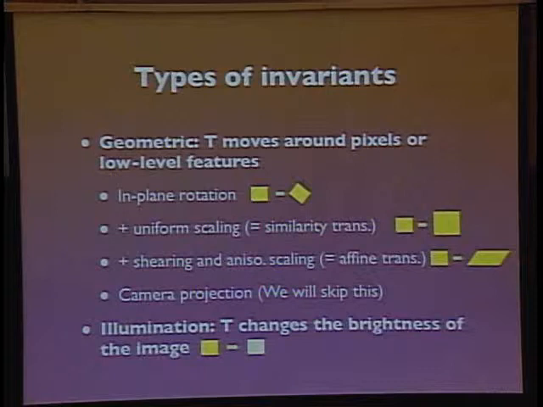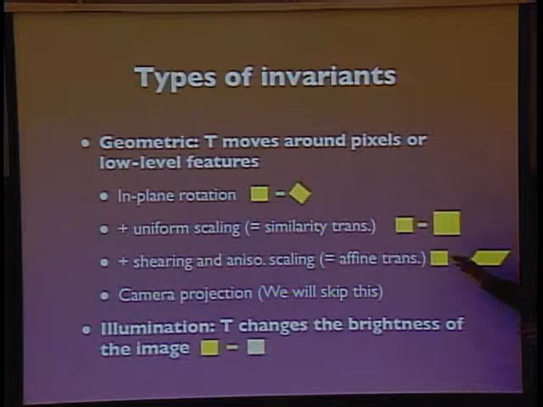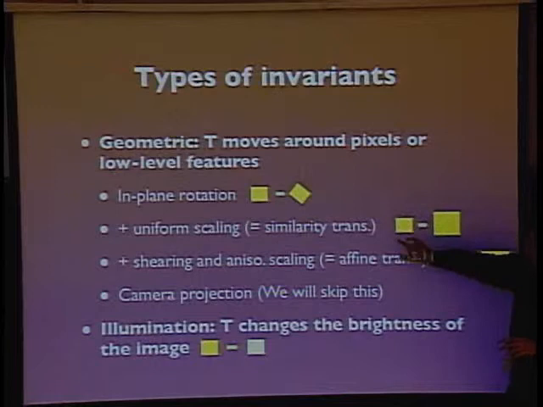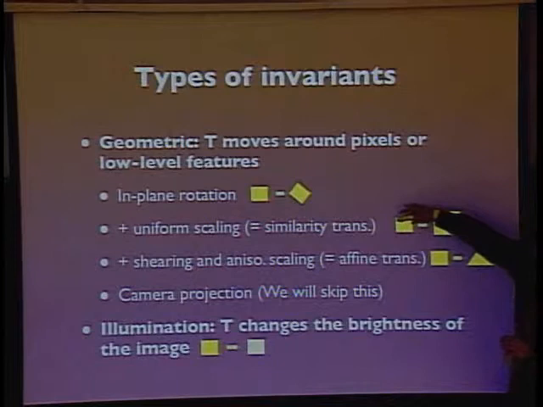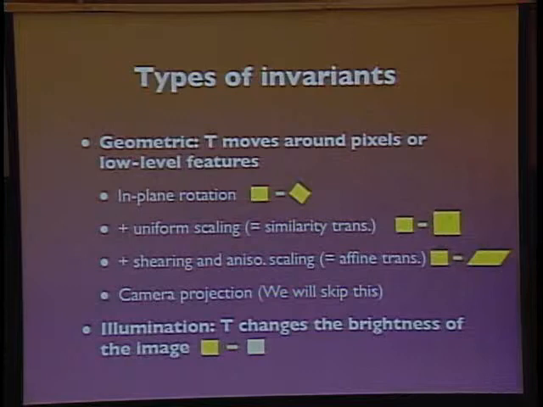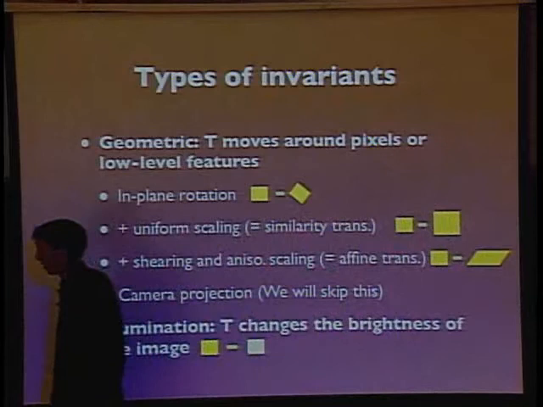If you then add shearing and anisotropic scaling, which basically means that you can make the vertical part arbitrarily long, and you're not constrained to make the horizontal part as long. You can turn the rectangle or the square into a long, elongated rectangle in either direction. If you add the ability to do that, and you add this thing called shearing, which basically turns rectangles into parallelograms, then you end up with a set of what's called affine transformations.